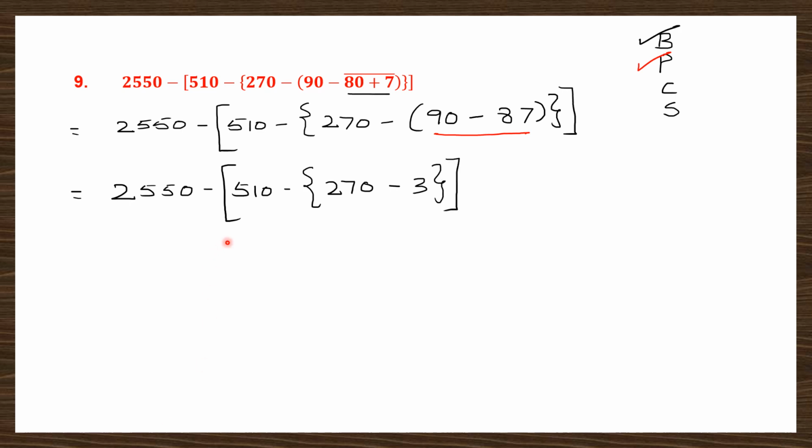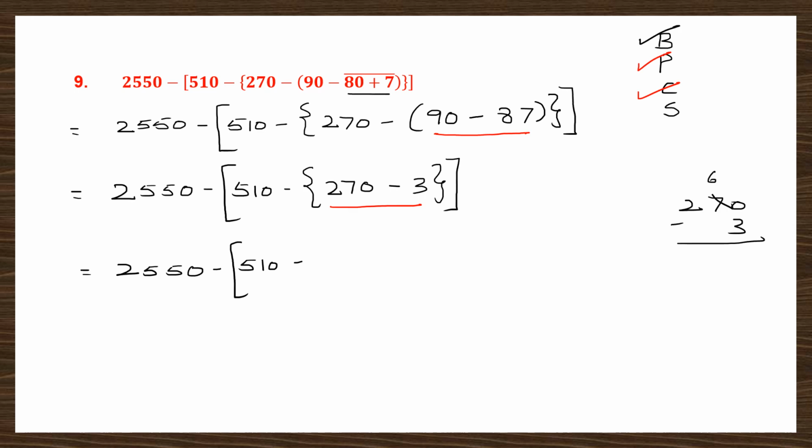So only two brackets left, the square bracket and the curly bracket, and the curly bracket has to be done before the square bracket. So we're going to do this first, that is 270 minus 3. So 2550 minus 510 minus, now let's remove the curly bracket by subtracting 270 minus 3. So borrow from here, this becomes 6, this is 10, 10 minus 3 is 7, 6 and 2. So we have 267 and the curly brackets are removed, so we put back only the square bracket.